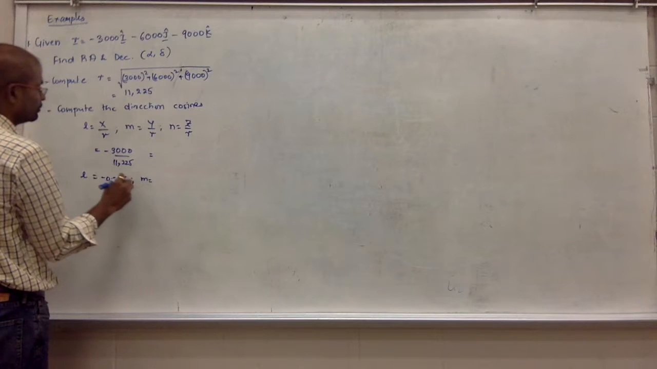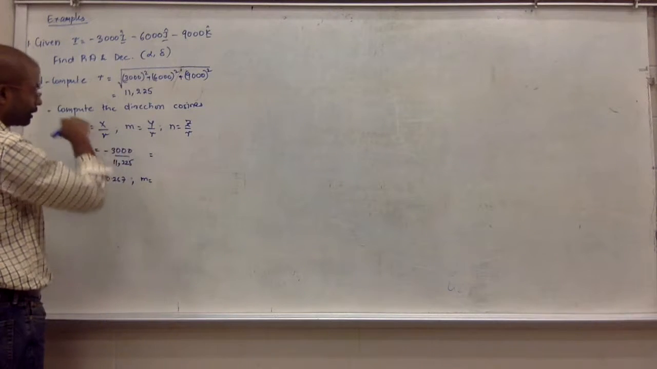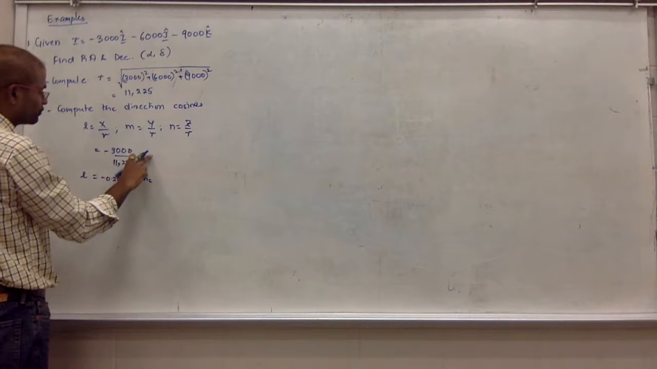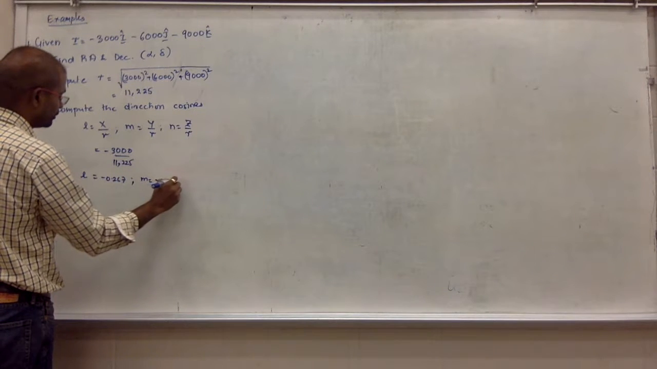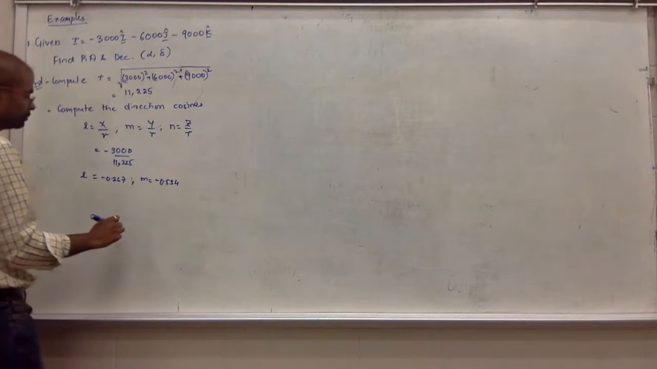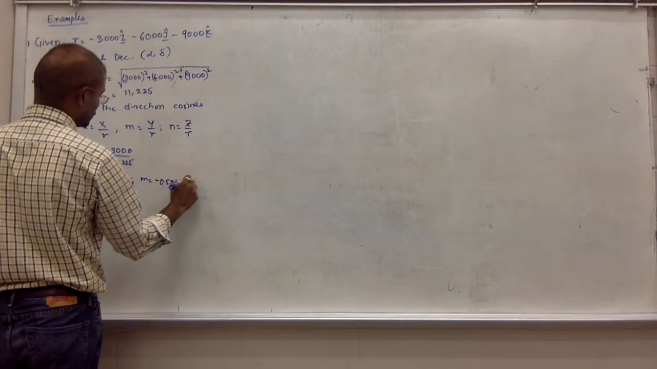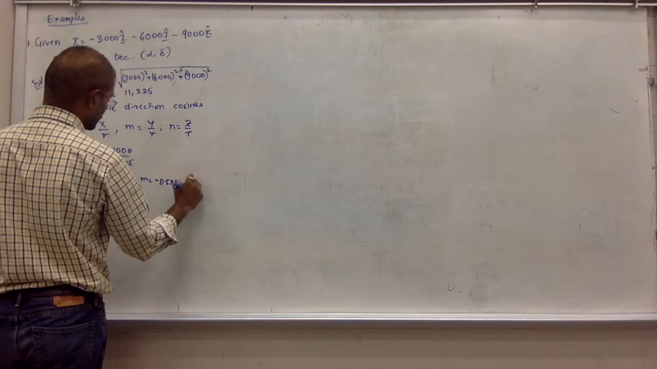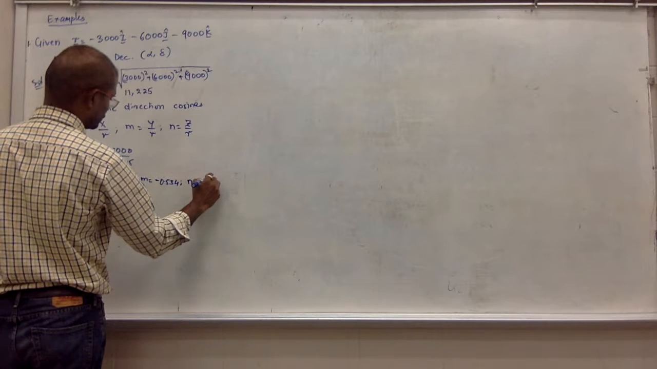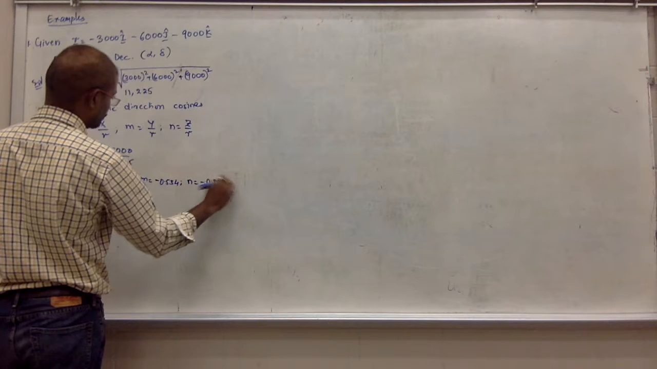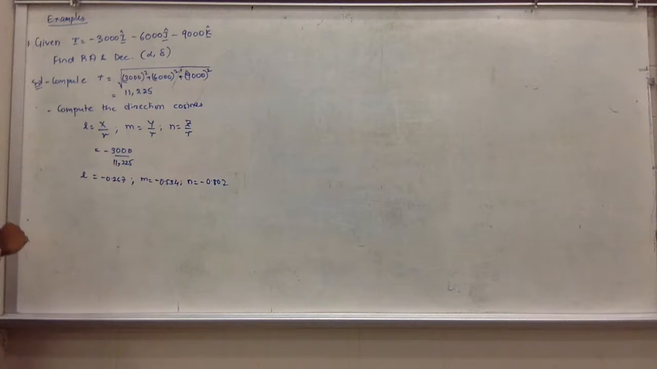It is minus 6,000 divided by R, minus 0.534. And N is minus 0.802. This is how you compute.